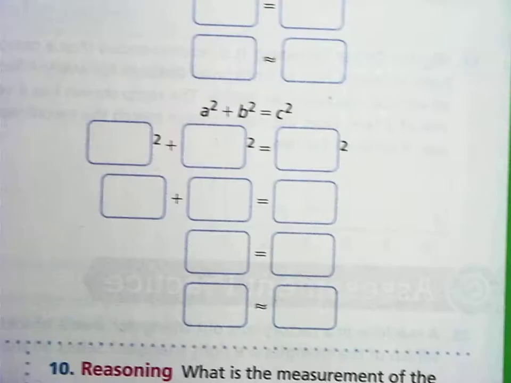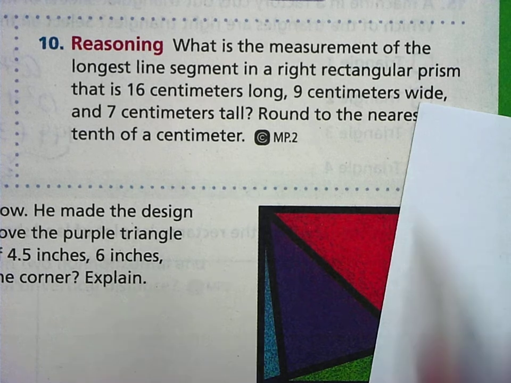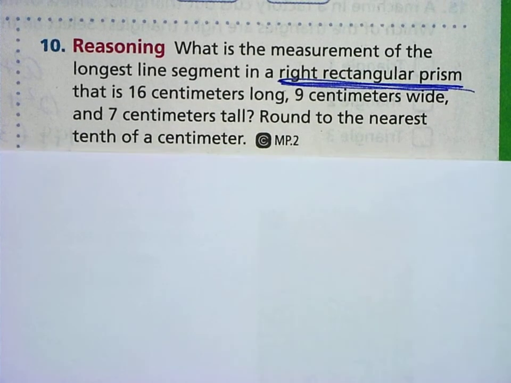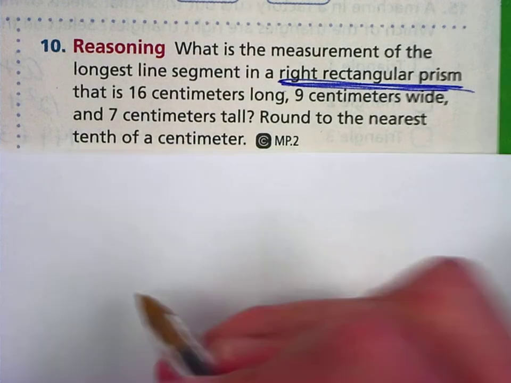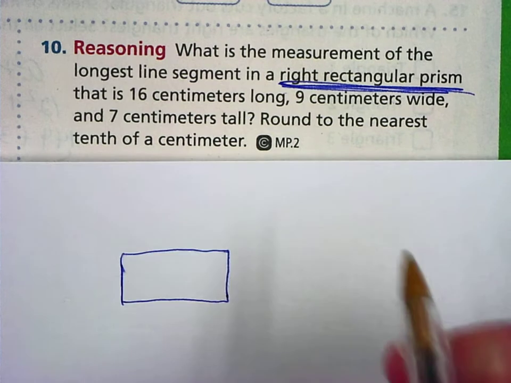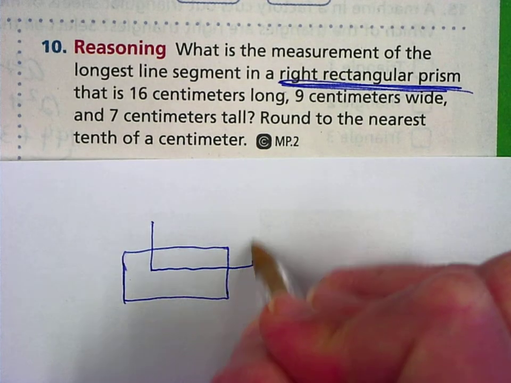Okay, so now let's try another one of those. What if we had to draw our own picture? Because that always helps if you can draw a picture. So let's take a look at this number right here. What's the measurement of the longest line segment of a right rectangular prism? So this is a three-dimensional rectangle. So now let's draw our box. The way you do this is you draw a rectangle. Just draw a rectangle for me, and then go up and to the right and draw another rectangle so they're overlapping like this.